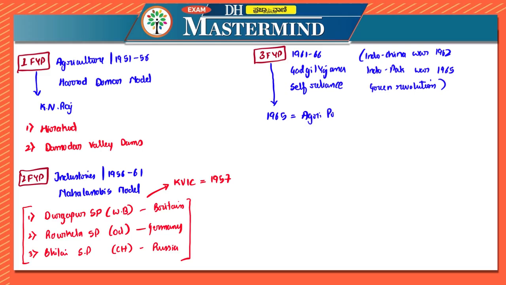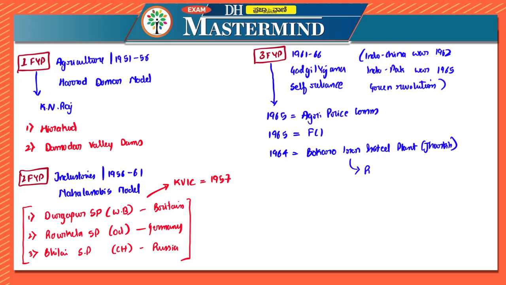The Agricultural Prices Commission came into place, and then in 1965 only the Food Corporation of India came into place. Also in 1964 there was the Bokaro Iron and Steel Plant in Jharkhand. It was set up with the help of the Russian government.